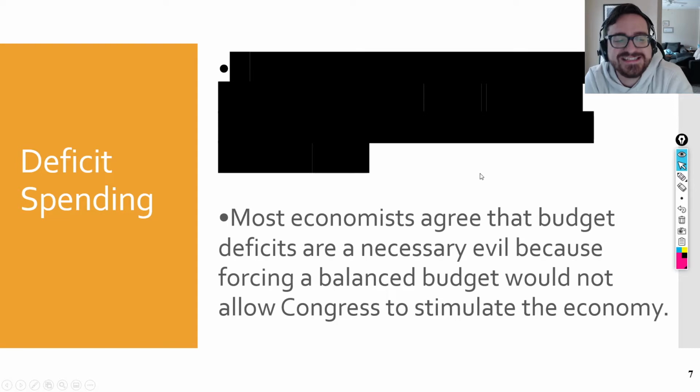Now, this is seen as a necessary evil for the most part, because trying to force a balanced budget would not really allow for the economy to be stimulated. Balancing the budget would effectively be a contractionary policy, because we're so often in the red that if we wanted to get back to the green, our methods are raising taxes and lowering government spending. Those are contractionary policies, and those might not be appropriate.